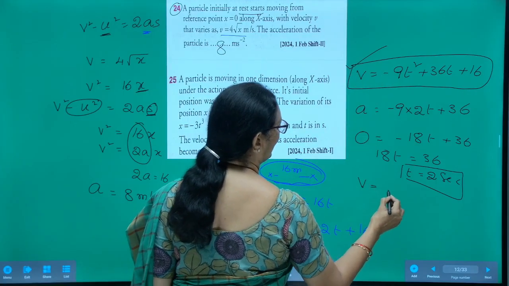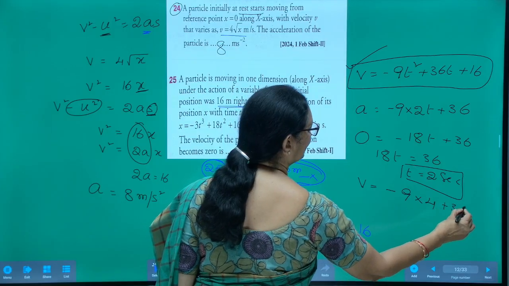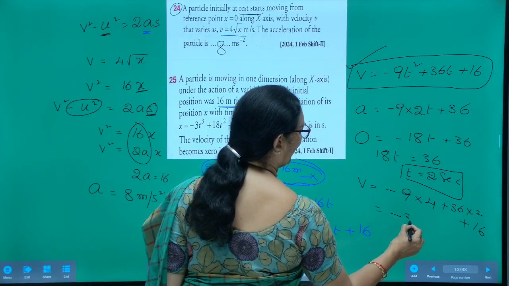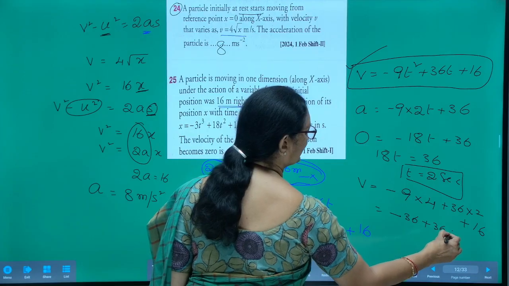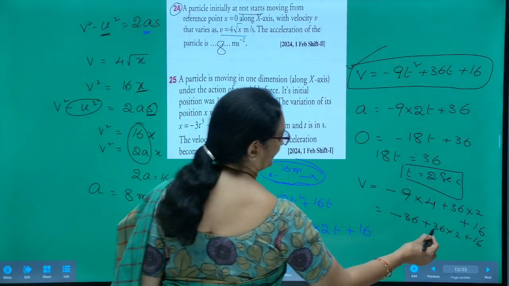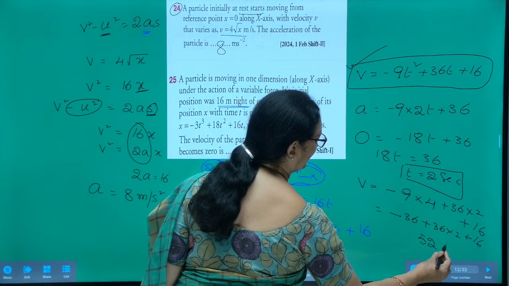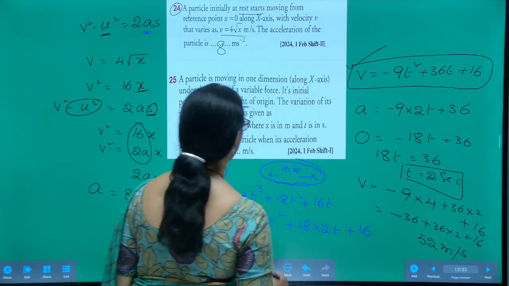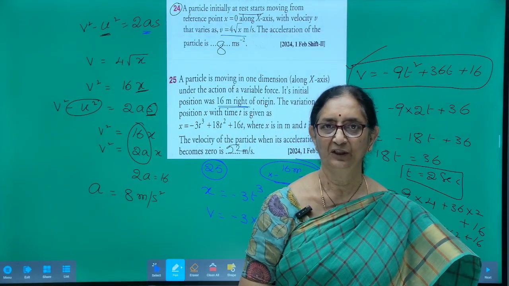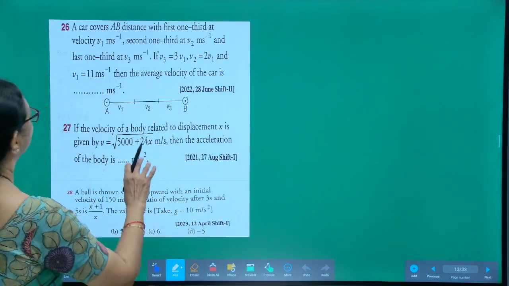So substitute 2 in place of t in the expression for velocity. So v is equal to minus 9 times 2 square, which is 4, plus 36 into 2 plus 16. So this is minus 36 plus 36 into 2 plus 16, which is minus 36 plus 72 plus 16, and that will be 52 meter per second. So the answer is 52 meters per second. Let us move on to the next problem.